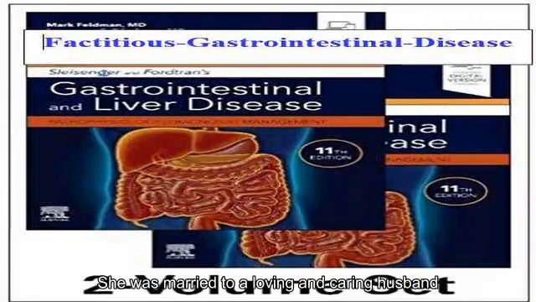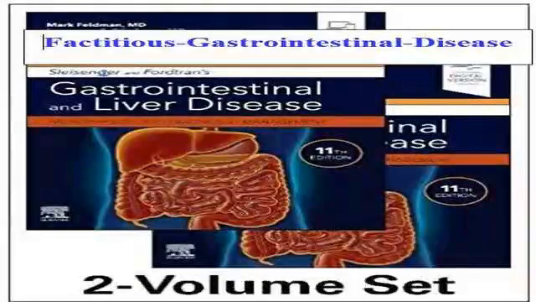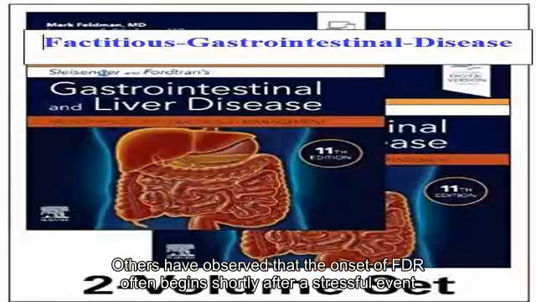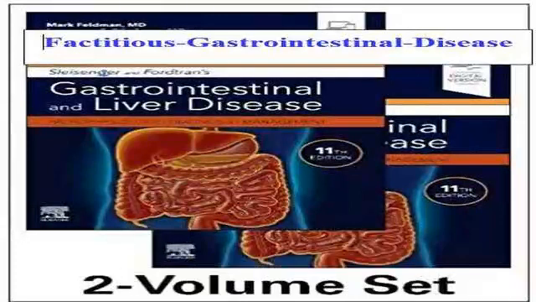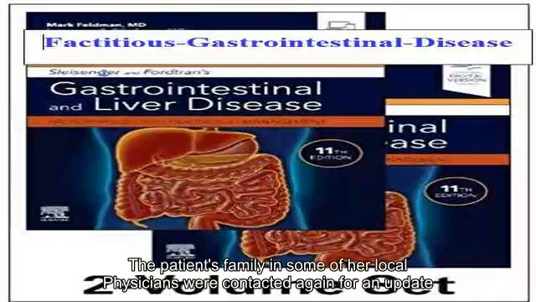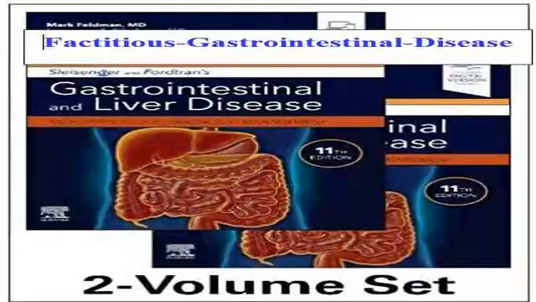She was married to a loving and caring husband. The diarrheal illness started about 3 months after her diagnosis of infertility. Others have observed that the onset of FD often begins shortly after a stressful event. About 3 years after the diagnosis of FD, the patient's family and some of her local physicians were contacted again for an update. Generally, things were much better.